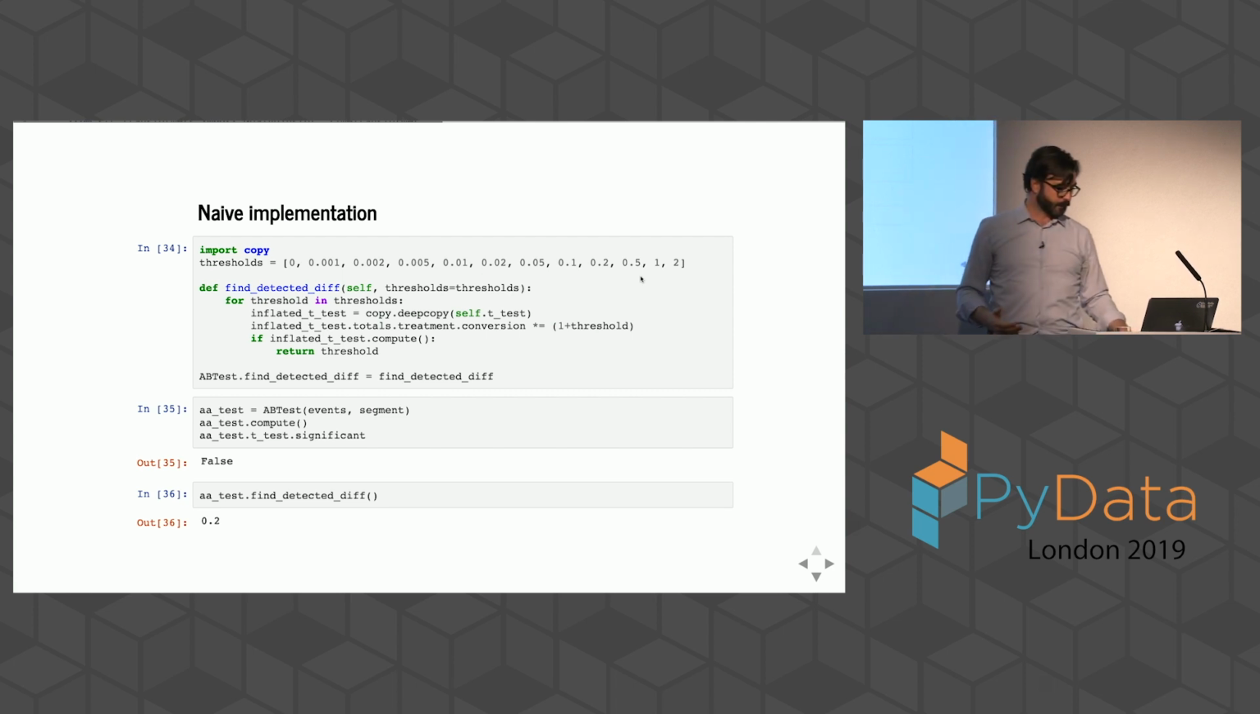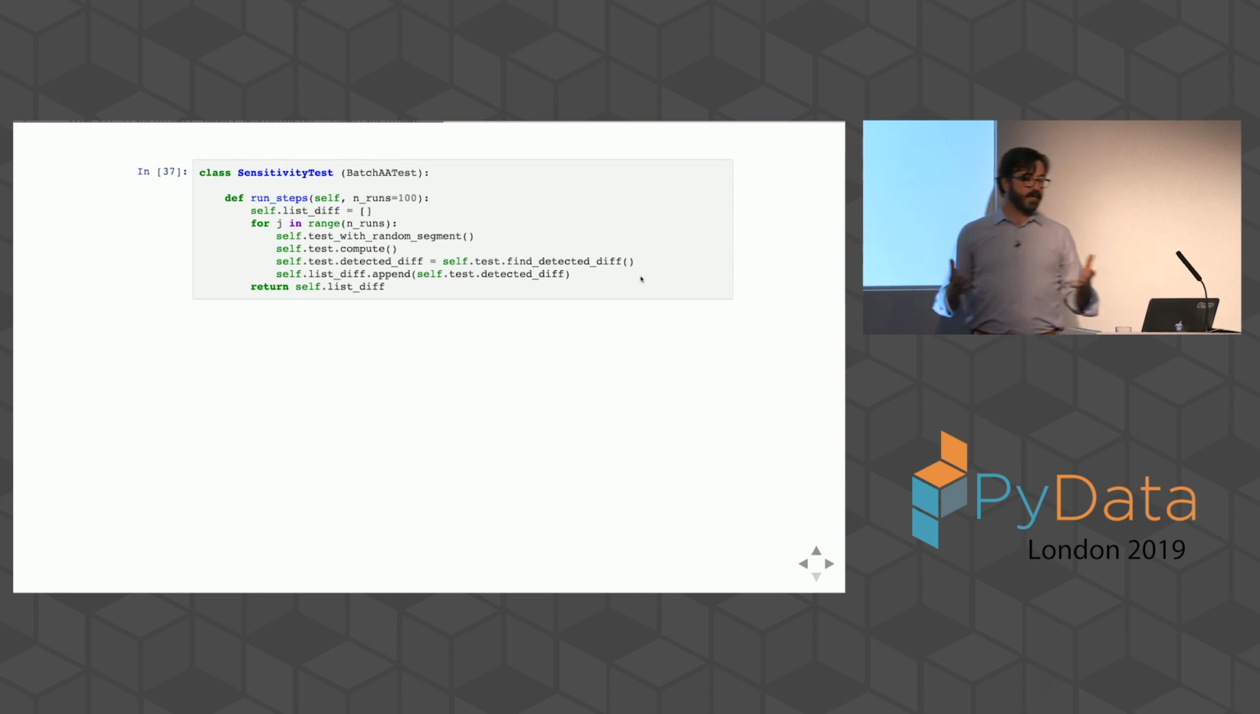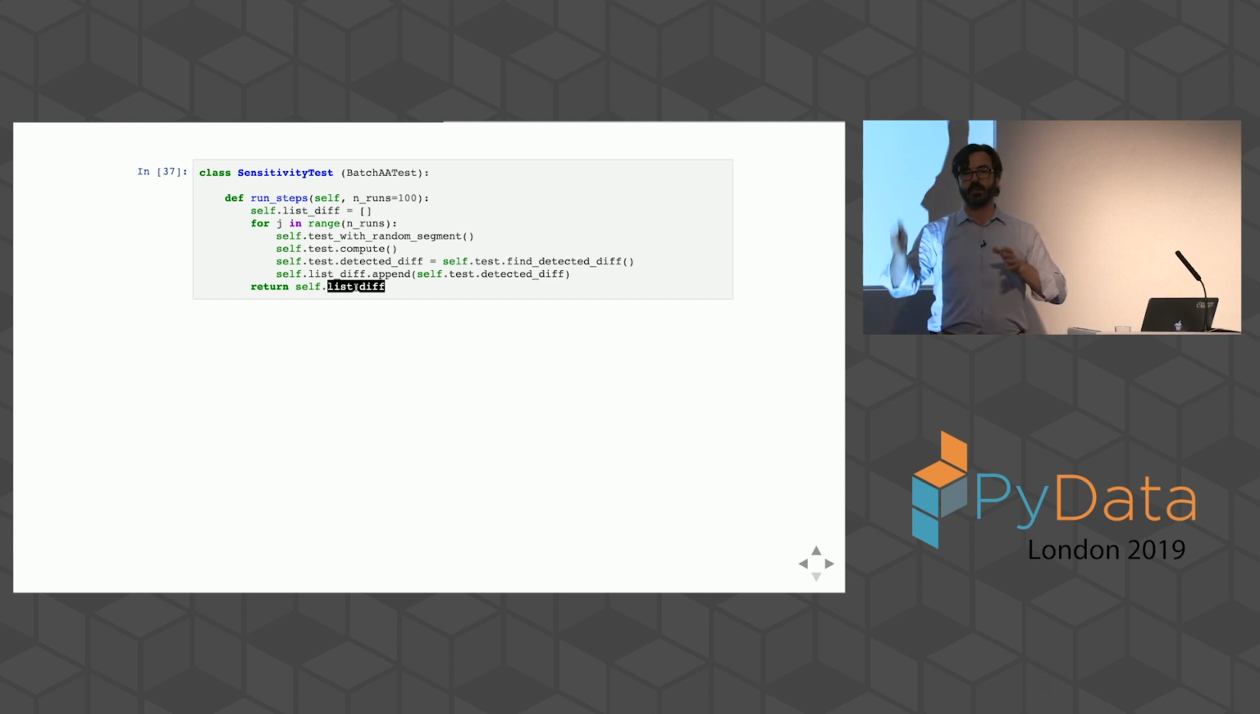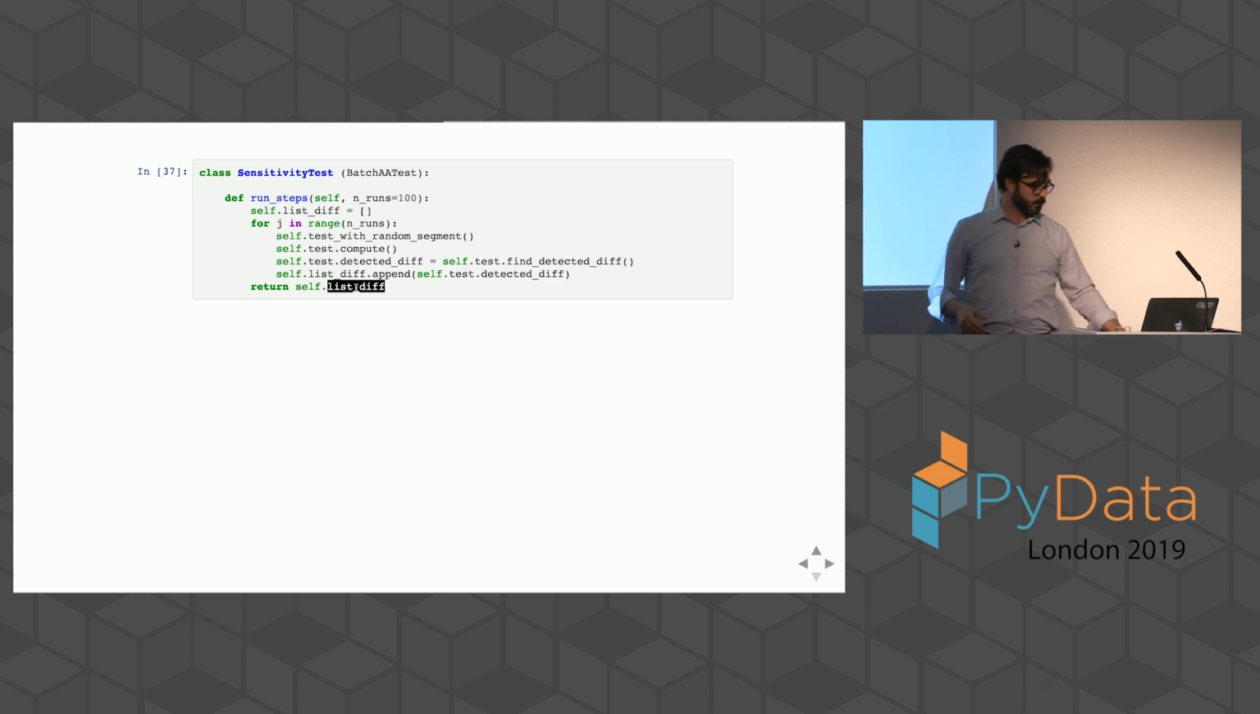And you define a sensitivity test, which is an extension of the batch test, which is basically rather than run A test 100 times, you run that loop 100 times. You're trying to find what is the effect 100 times. So that's the, you split the test, you compute, you try to detect the effect that you have. And once you find the effect, you just add it to the list diff. And so you have this list of differences. So it's going to be 10%, 20%, 20%, 10%, 5%.